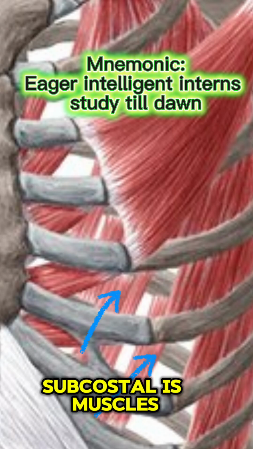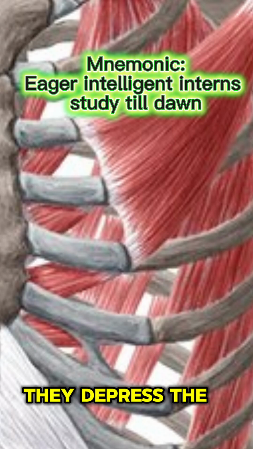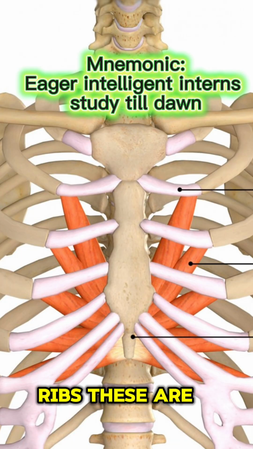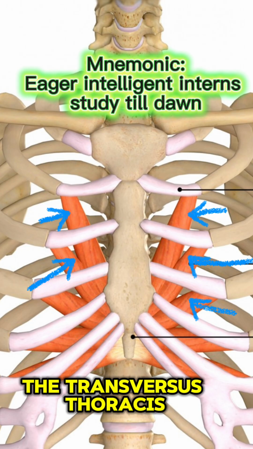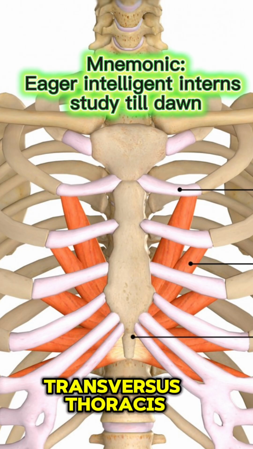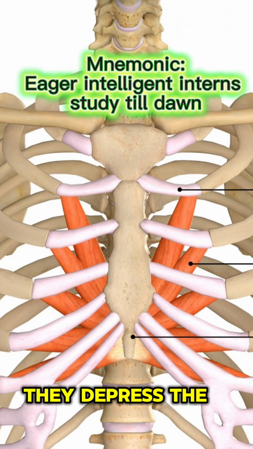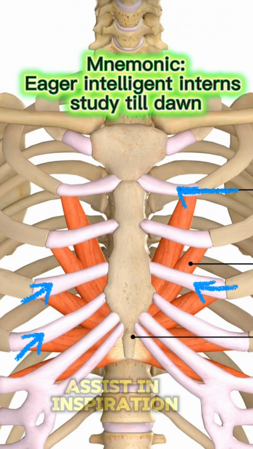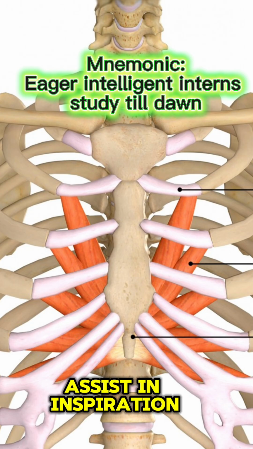These are the subcostalis muscles. They depress the ribs. These are the transversus thoracis. They depress the costal cartilages and assist in expiration.